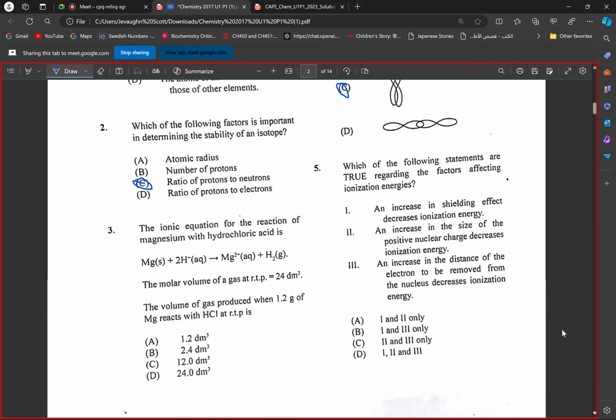Okay, lovely. Which of the following statements are true regarding the factors affecting ionization energies? So an increase in the shielding effect decreases the ionization energy, is that true? I think that would be true. An increase in the size of the positive nuclear charge decreases, nope. And an increase in the distance will actually decrease ionization energy. That would be 1 and 3. Alright, next page.